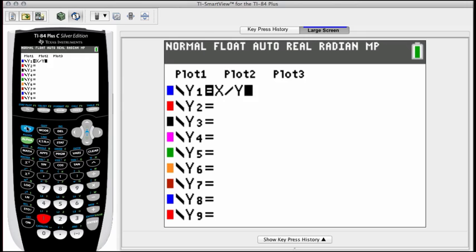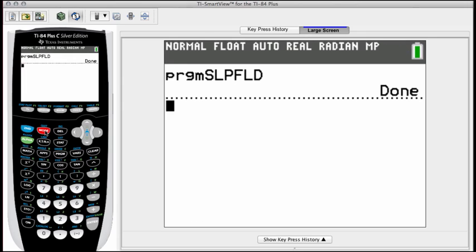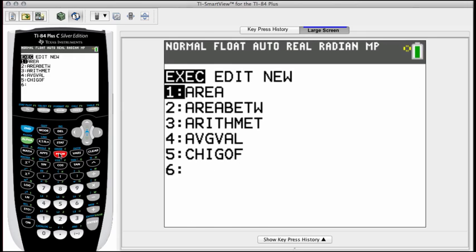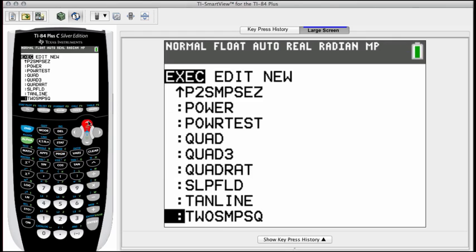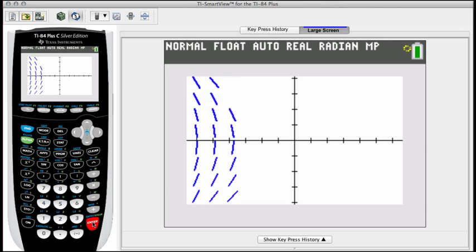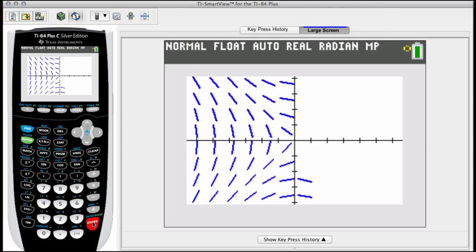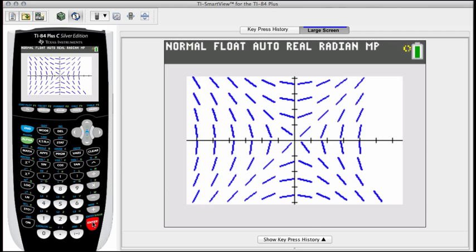Once you have that entered, you can back out of it and pull up your slope field program. Remember that your programs are alphabetized. And hopefully your slope field looks like this.